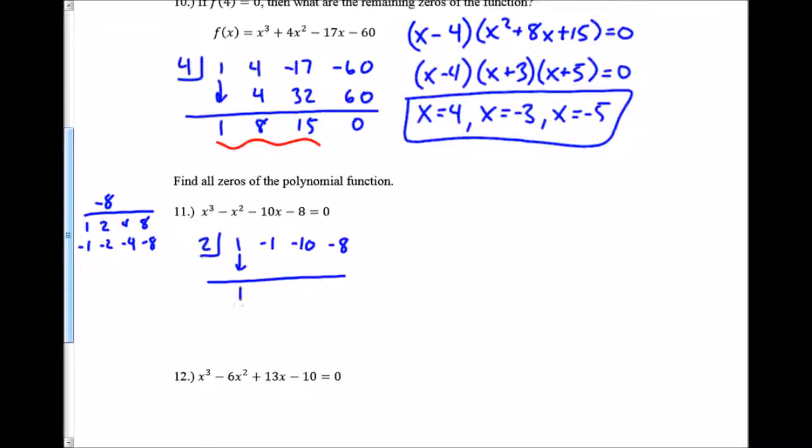And I use my synthetic division. I multiply, I add straight down. I multiply, I add straight down. I multiply, and I add straight down. That gives me a -16. So I was close, but it's not quite it. It's not exactly what I was looking for. I needed to get a 0 here. So then maybe I'll try something like a -2 instead.